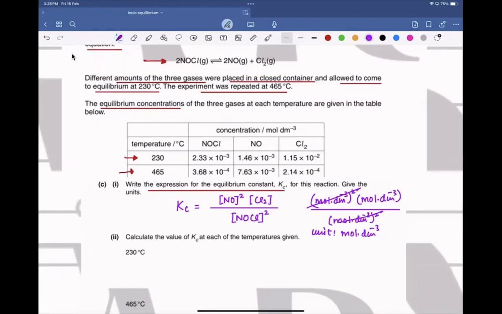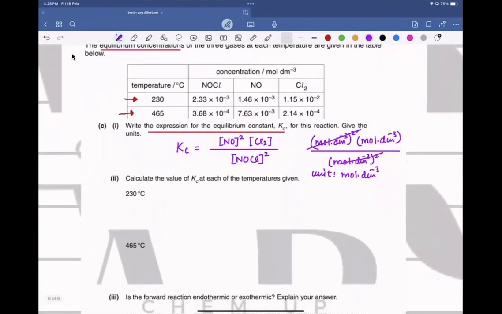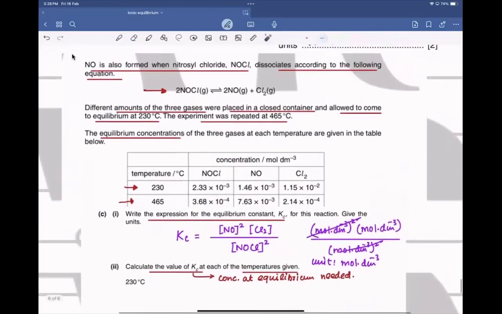Okay. Now what they are saying: calculate the value of Kc at each of the temperatures given. So remember, whenever we have to calculate Kc, concentration at equilibrium is needed. In this question, they have directly given you the concentrations at equilibrium. See, they have mentioned over here equilibrium concentration. So these are the concentrations at equilibrium.